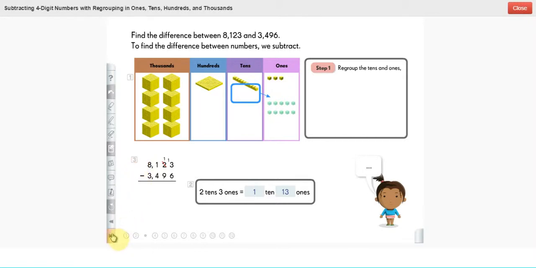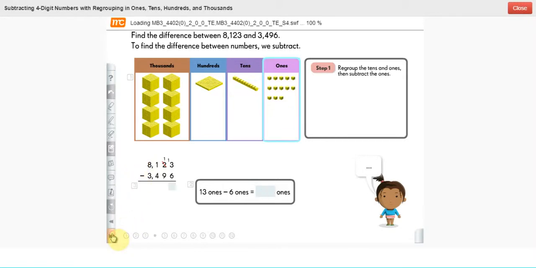Next, we'll move on to segment number 4. After regrouping the tens and ones, we can now subtract the ones. Once again, I can toggle back and forth. We have our 13 ones. I can subtract 6. So 13 ones minus 6 ones equals 7 ones. Can also represent that abstractly.